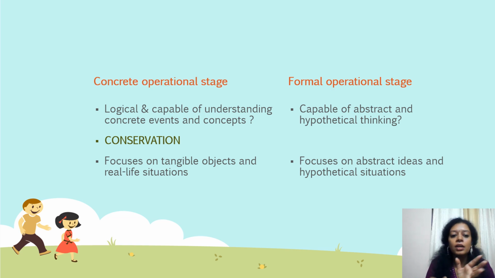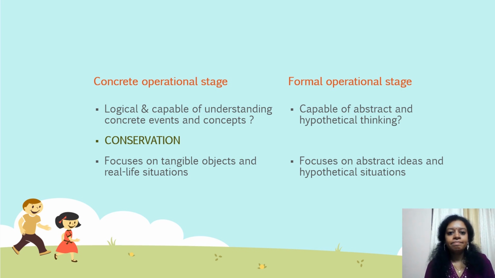Okay. So in the concrete operational stage, children are logical and capable of understanding concrete events and concepts. The thinking style, logical thinking about concrete real-world objects and situations, is very important. And the characteristic feature is conservation. What does conservation mean? Understanding that quantity does not change even if the shape does, like water in different glasses. Another example. So that is conservation, happening in the concrete operational stage.